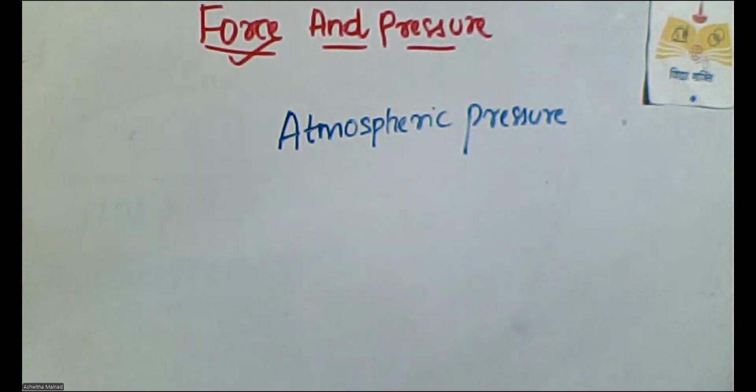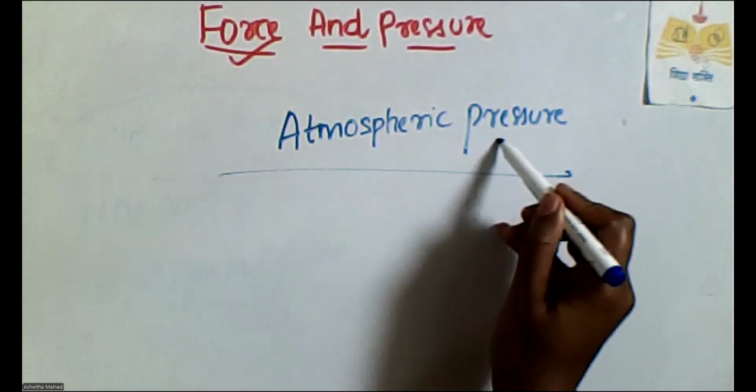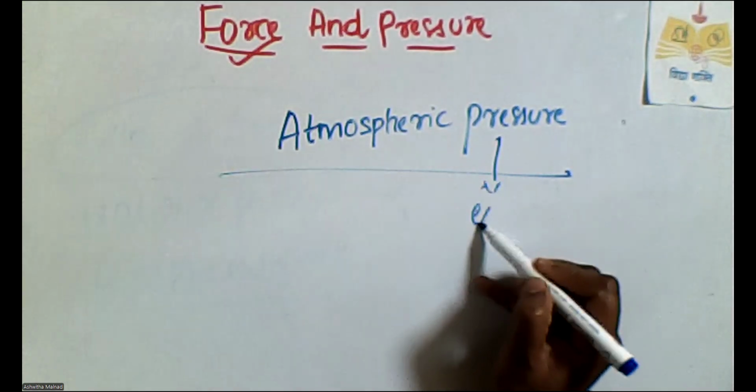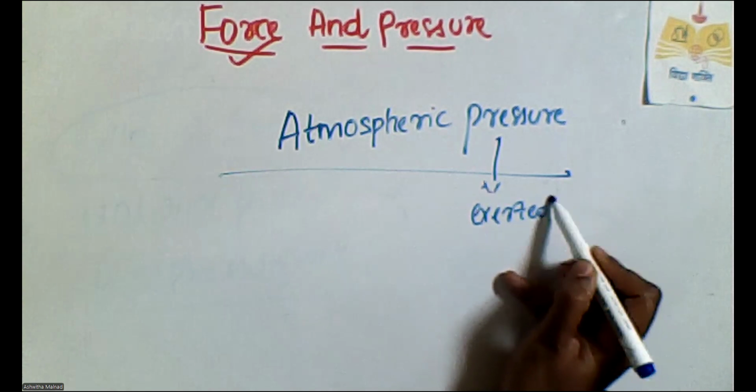Now, what is this atmospheric pressure? Atmospheric pressure is the pressure that exists in the atmosphere. The atmospheric air extends up to many kilometers above the surface of the earth. The pressure exerted by this air is known as atmospheric pressure, the pressure that is being exerted by air.